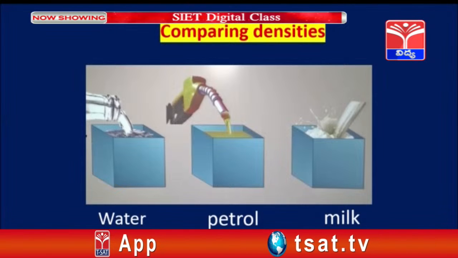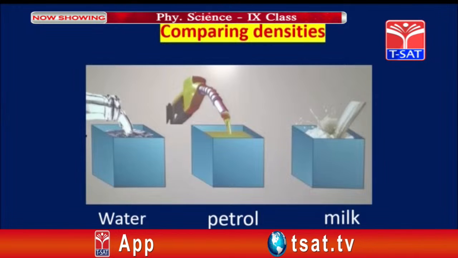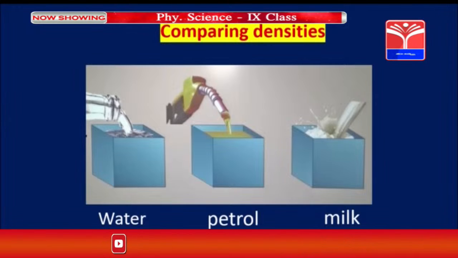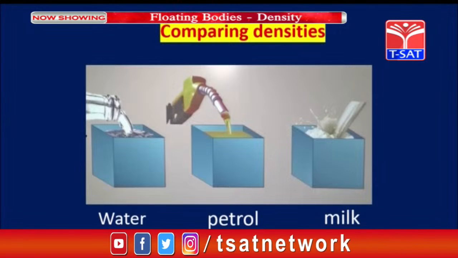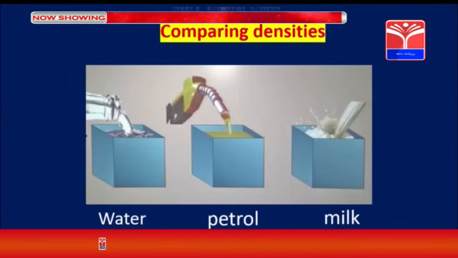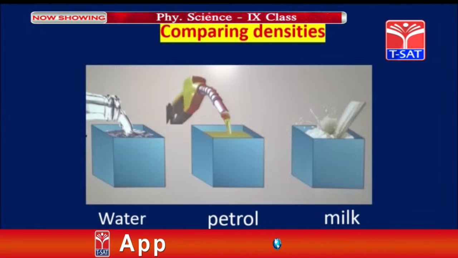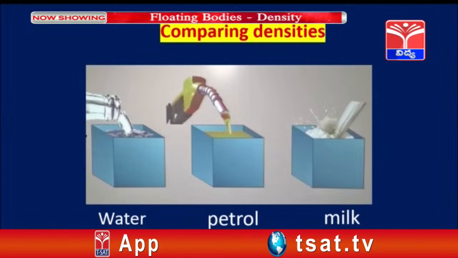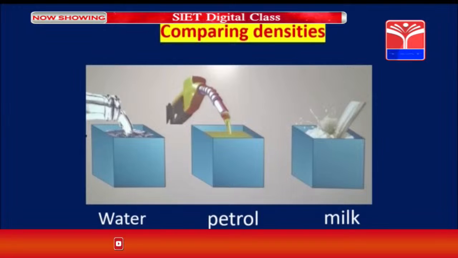So think, children, which is going to have more density? How can you say? Is it petrol? Is it water or milk? Which is going to have more density? This is an interesting question, right? This is the way of thinking about the density concept. All three are going to occupy the same volume. Then we have to think which is going to have more density.